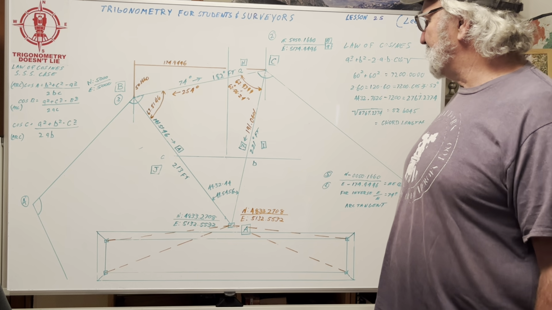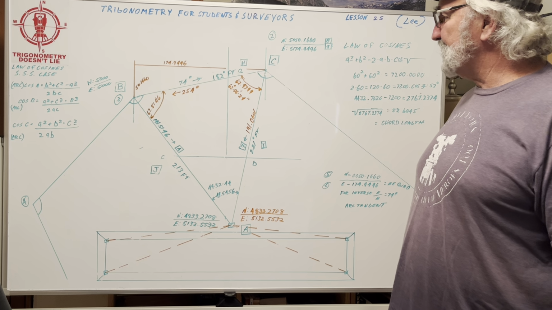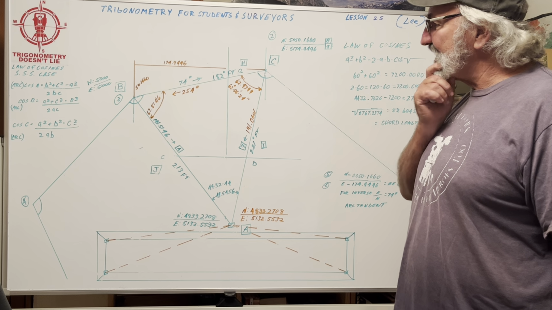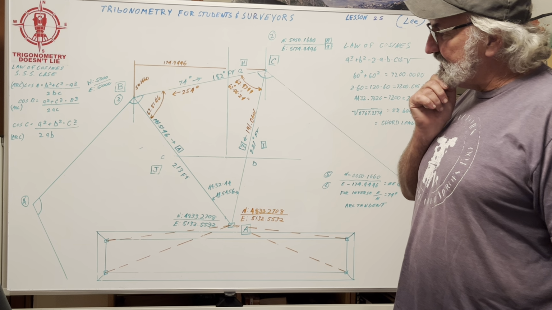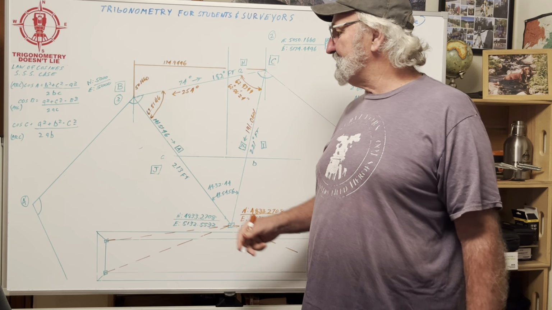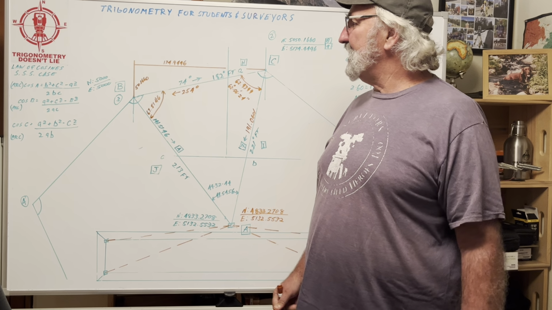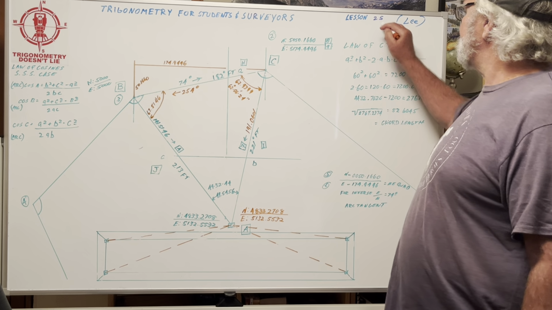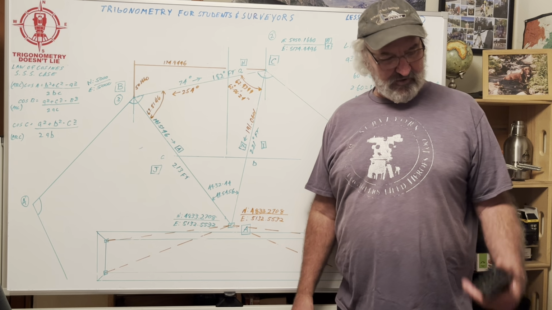And now we're going to do some other stuff. We're going to do some little trickier stuff, some boundary stuff, traversing in and calculating points on a property line. So that'll be kind of fun. I think we're going to do that probably the next time. So this was lesson 25, and thank you very much.